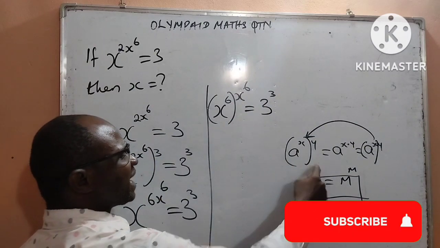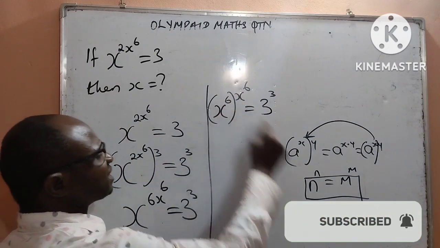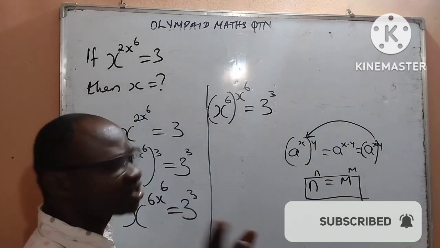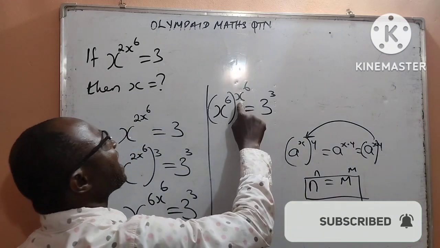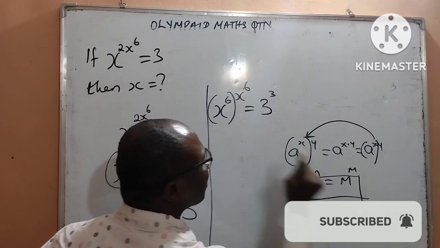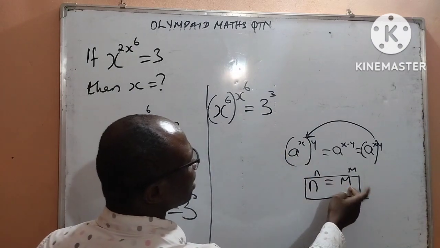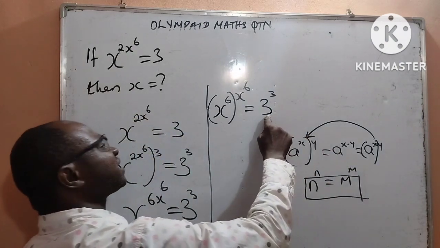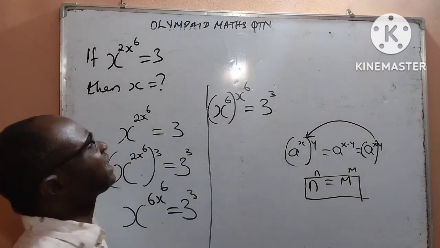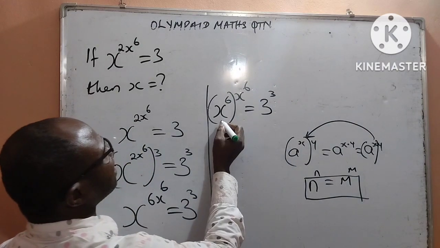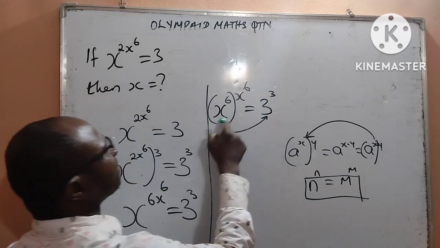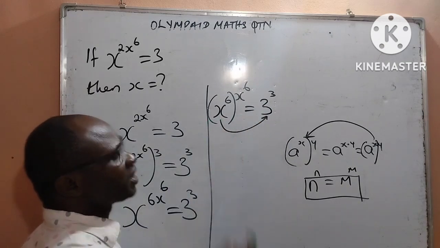My n to the power of n is the same thing as x to the power 6 being my n as the base, and then another power, x to the power 6, being my power n, equal to n to the power n, which is now 3 to the power 3. We can now conclude that the base on the left is equal to the base on the right.